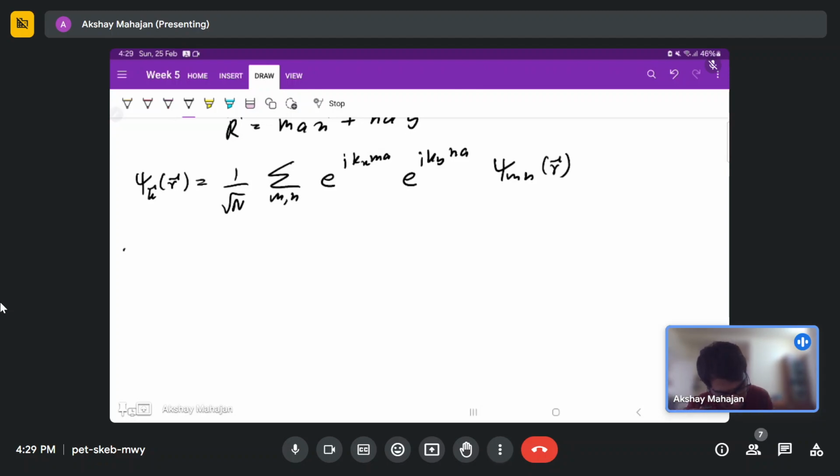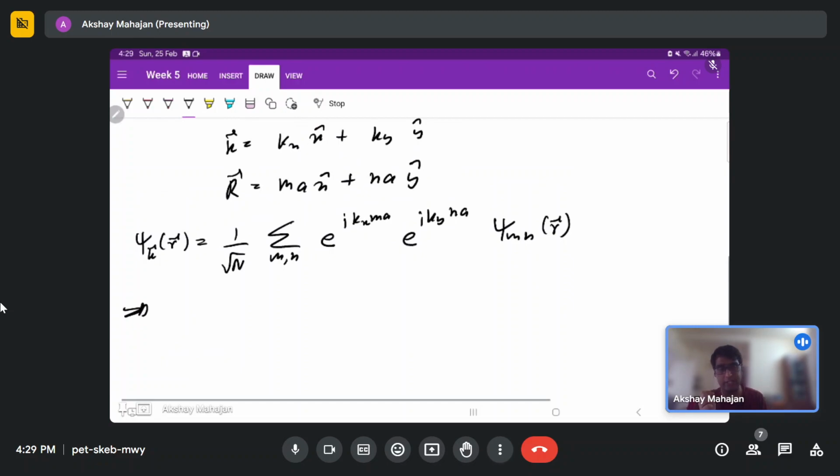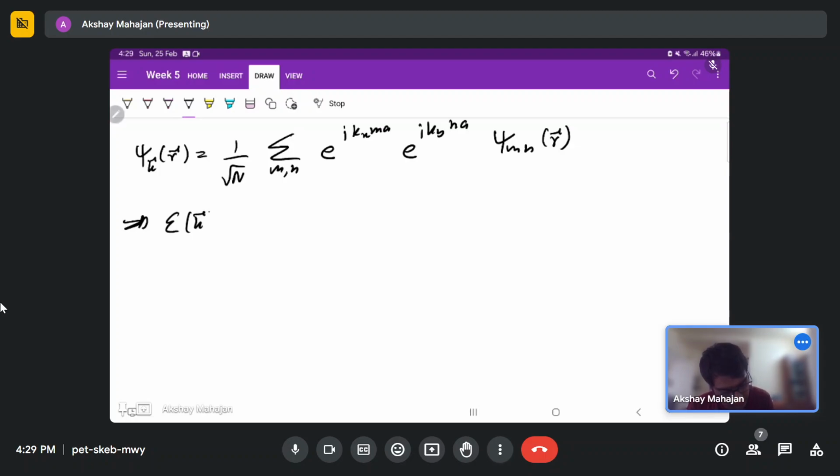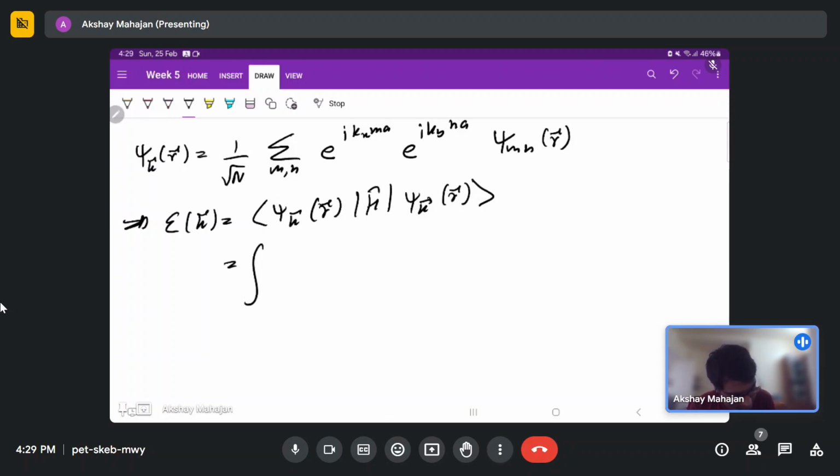So first let me show you. Now basically we have our wave function like this, so we can form our wave function now. If we have to find our energy dispersion relation, that will be equal to the integration over dx dy of psi of k vector, r vector, in bracket Dirac notation, psi of k vector r vector complex conjugate, h cap, psi of k vector r vector.